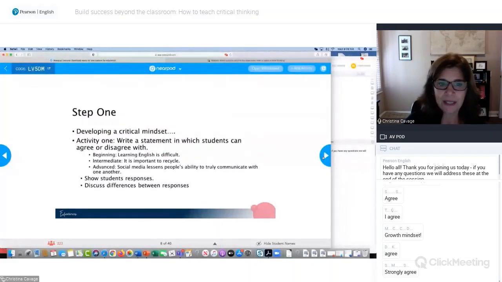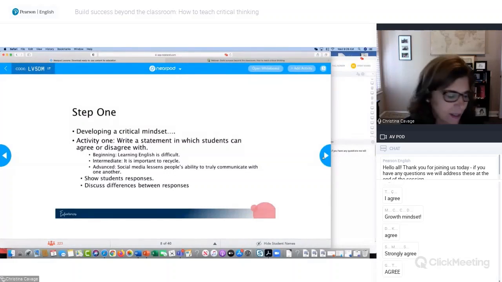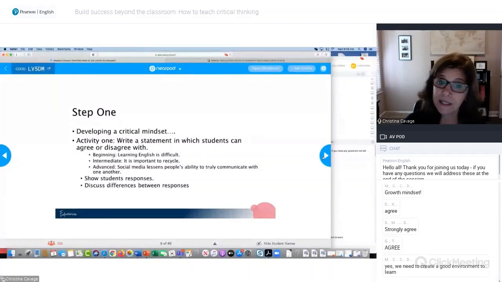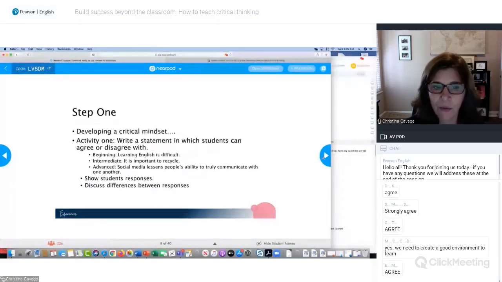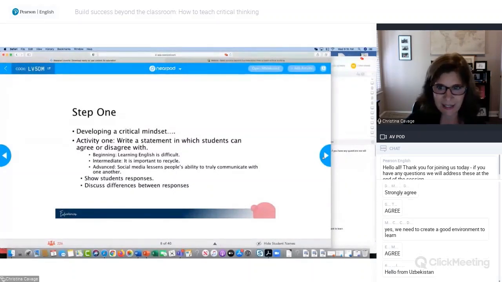At the intermediate level, perhaps we're doing a theme on the environment, which is so common in many of our core texts today. We might write, it's important to recycle. In our advanced level, we might write out there, social media lessens people's ability to truly communicate with one another. We get students to agree or disagree, but beyond that, we get students to answer that why.